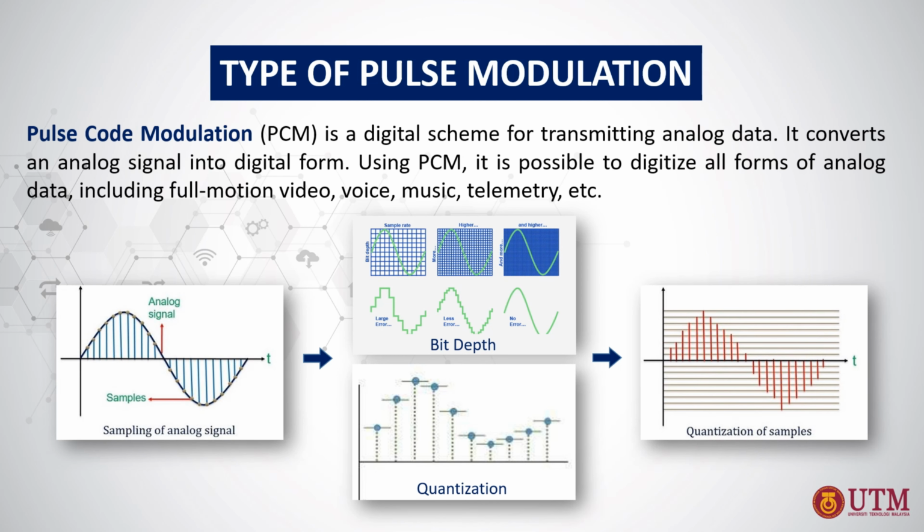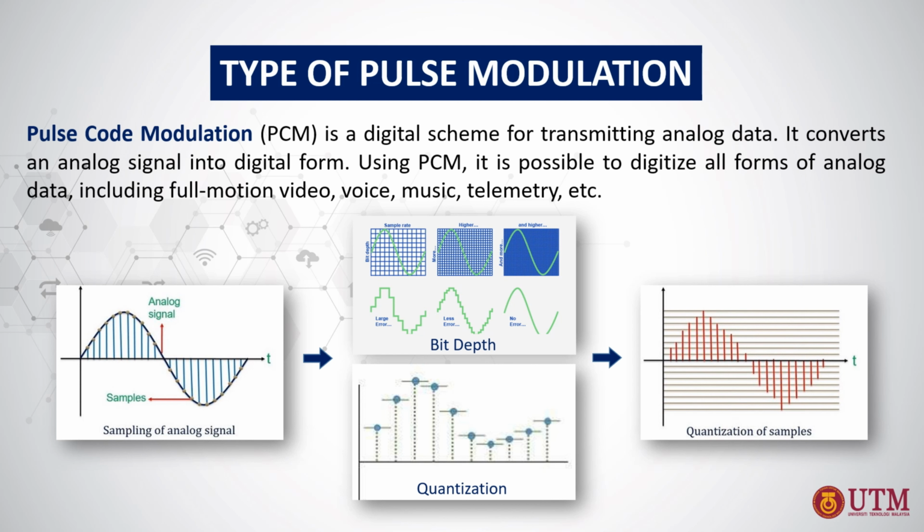Pulse code modulation is a digital method for encoding analog data into a binary format, facilitating the transmission and storage of the original analog signals. In PCM, the analog signal is first sampled at uniform intervals, then each sample is quantized to the nearest value within a finite set of levels, and finally, these quantized values are encoded into a binary sequence. This process enables the accurate digitization of various forms of analog data, such as full-motion video, voice, music, and telemetry, preserving their quality during transmission and playback.